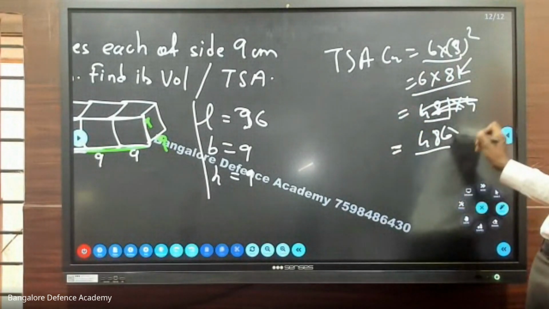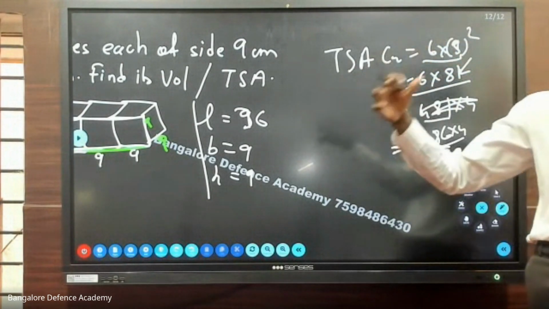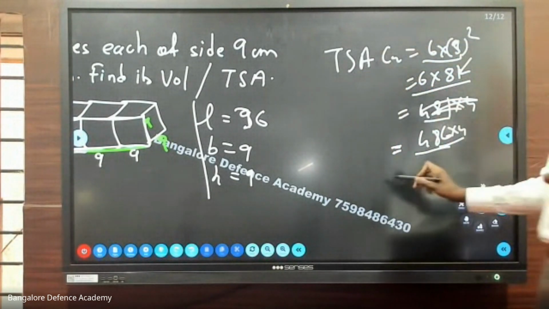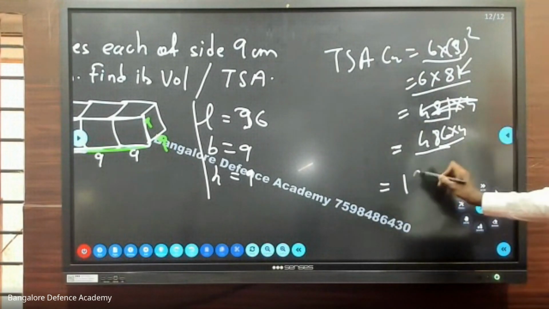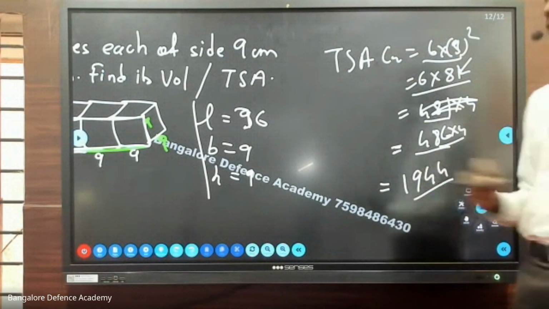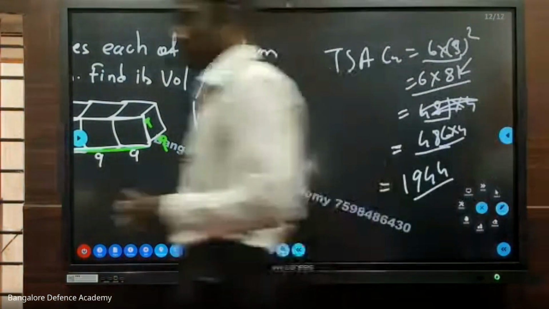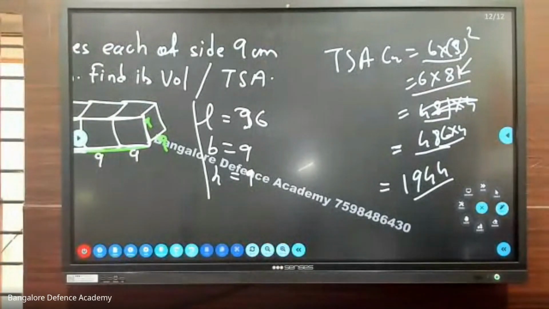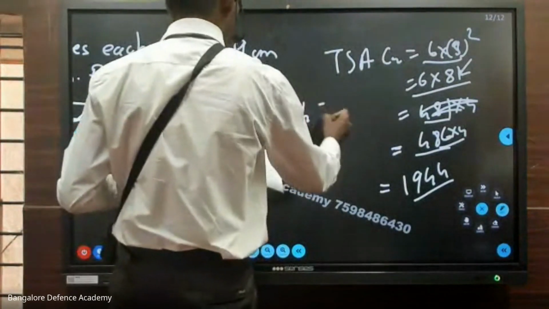Now we have to find the total surface area of 4 cubes, because all the 4 cubes are joined according to her logic. So we'll check whether it is right or wrong. How much do you get? 1944. But what is the answer I told you? The answer for this question should be 2916 for the volume, and the total surface area should be 1458.